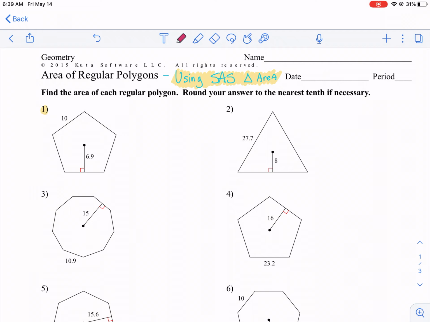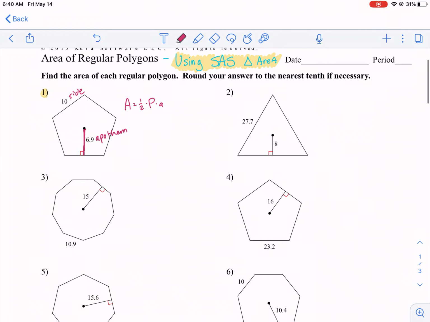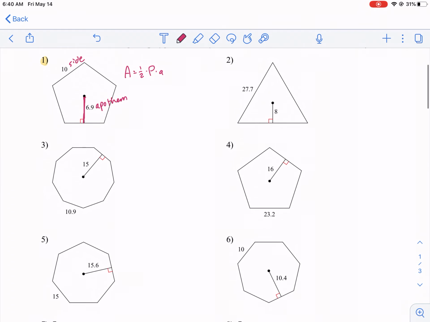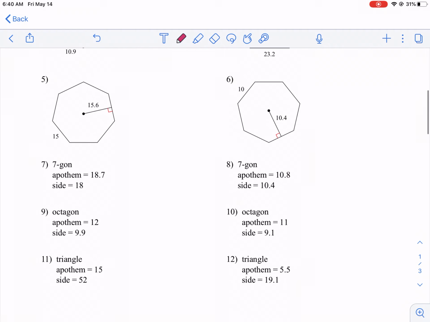So we've already talked about some of this in my other videos. When you apply the area equals 1/2 the perimeter times the apothem, where this is the apothem, this distance right here. And then we have this as the side, so obviously you'd multiply the side length by the number of sides to get the perimeter. That's the traditional way to find the area of these regular polygons.